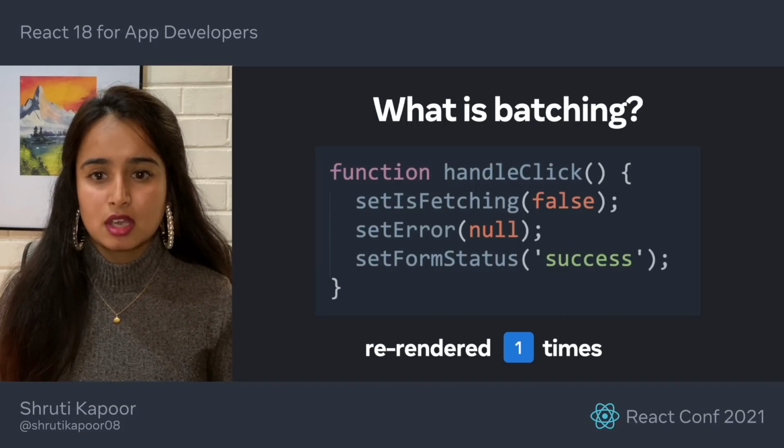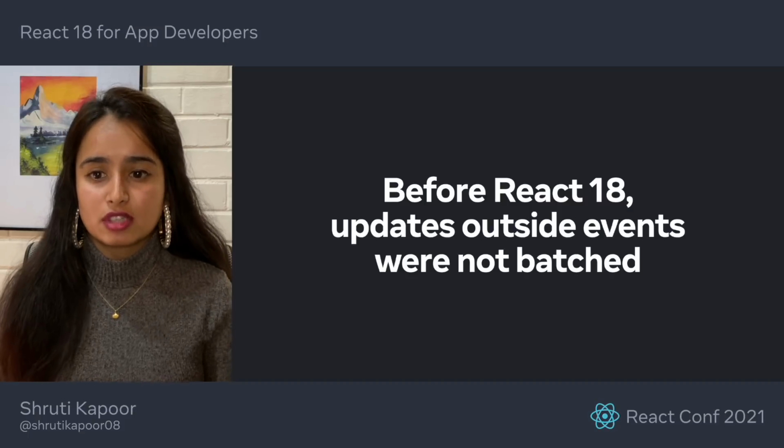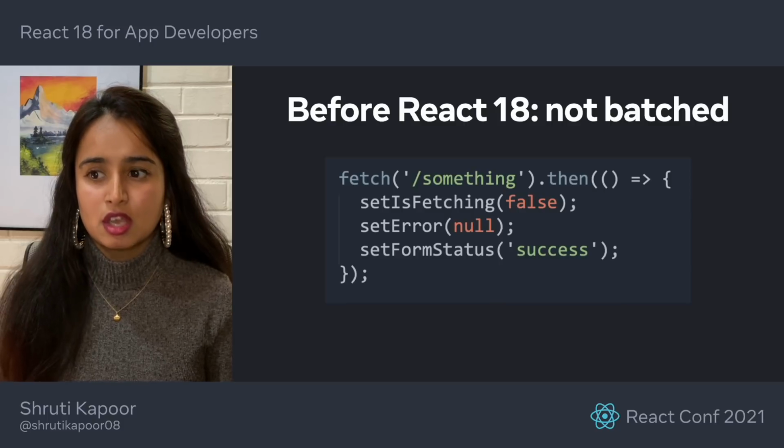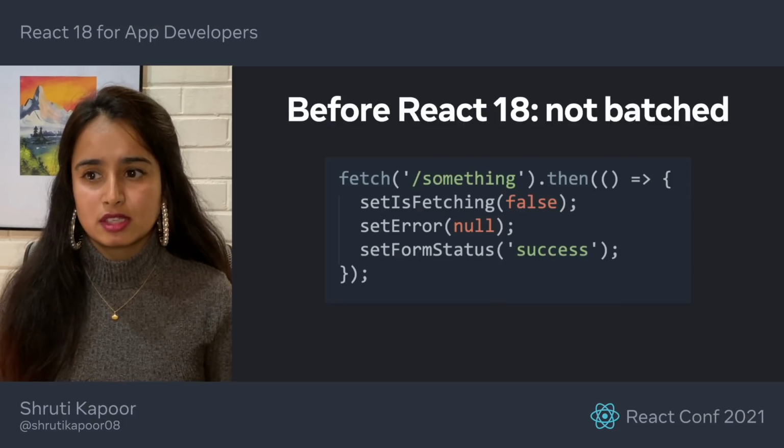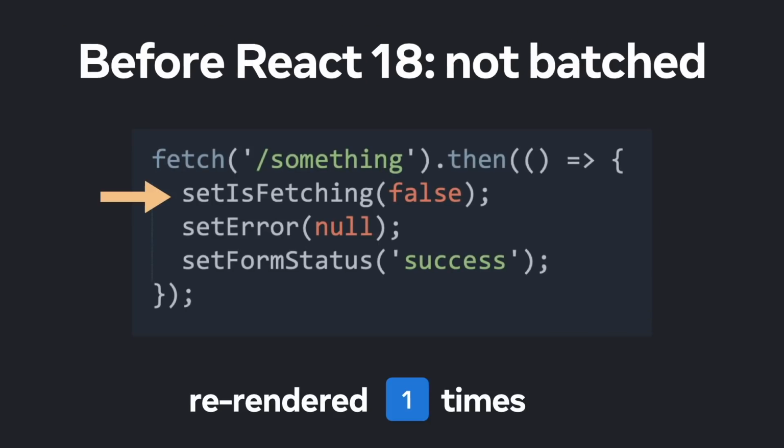This is really good because it avoids multiple re-renders, and React doesn't have to spend the time doing the same work 3 times. But before React 18, state updates that happen outside of event handlers were not batched. For example, if we have a network request here, like a fetch call, React didn't batch state updates here. So behind the scenes, each time you'd set the state, React would re-render the component.